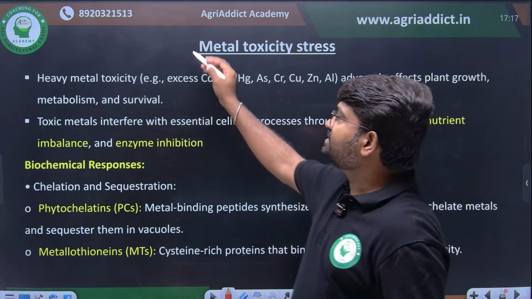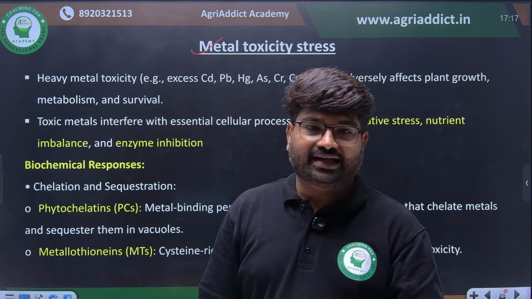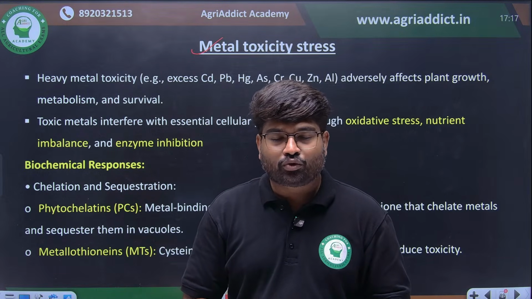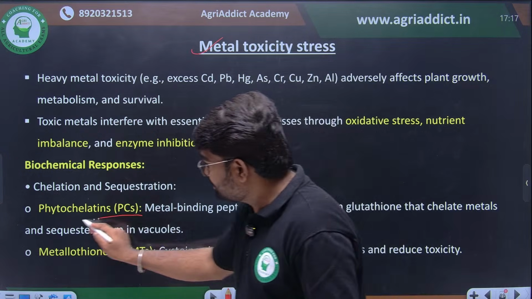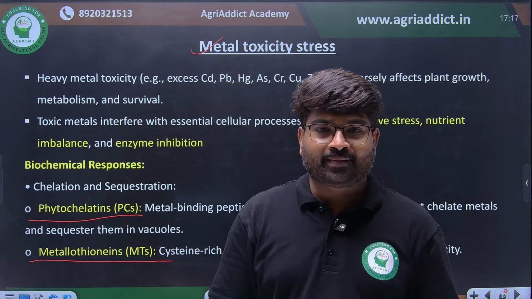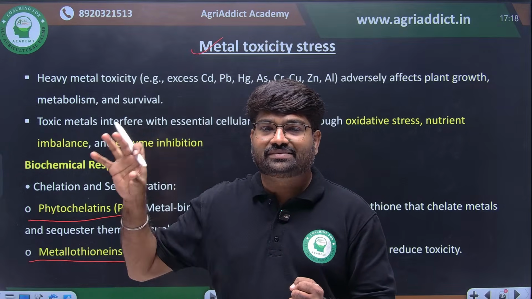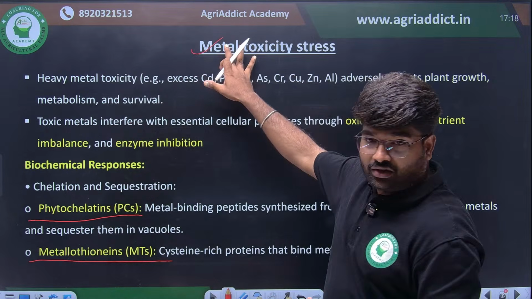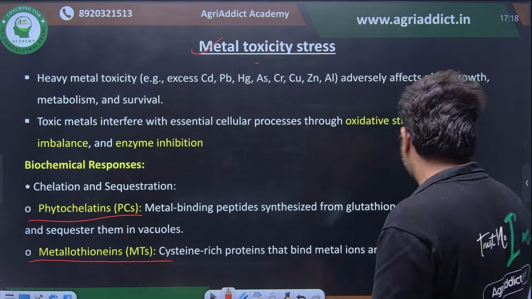Next thing is metal toxicity. Toxic metals, if accumulated, will chelate some of the most important enzymes, which will lead to a decrease in the activity of those enzymes. So the most important thing you have to remember about metal toxicity is that phytochelatins and metallothioneins, these are the proteins that will be accumulated that will chelate the heavy metals. Because of this, the original enzymatic activity will be retained. So under metal toxicity stress, there will be a higher accumulation of phytochelatins and metallothioneins. This is very, very important.